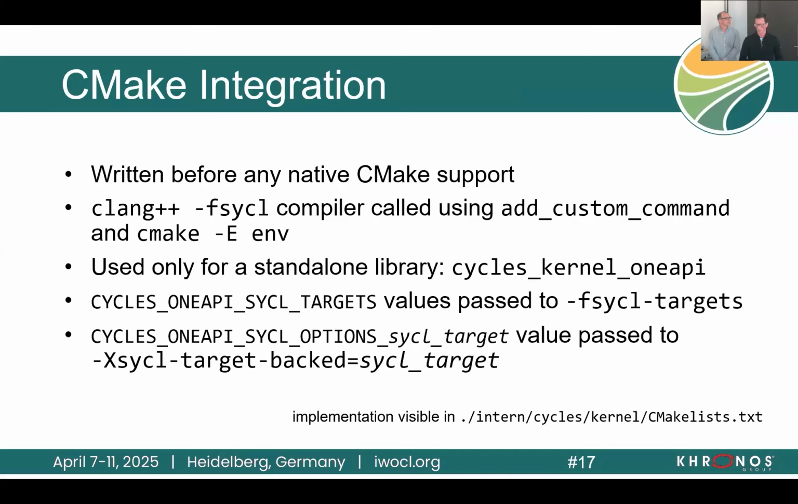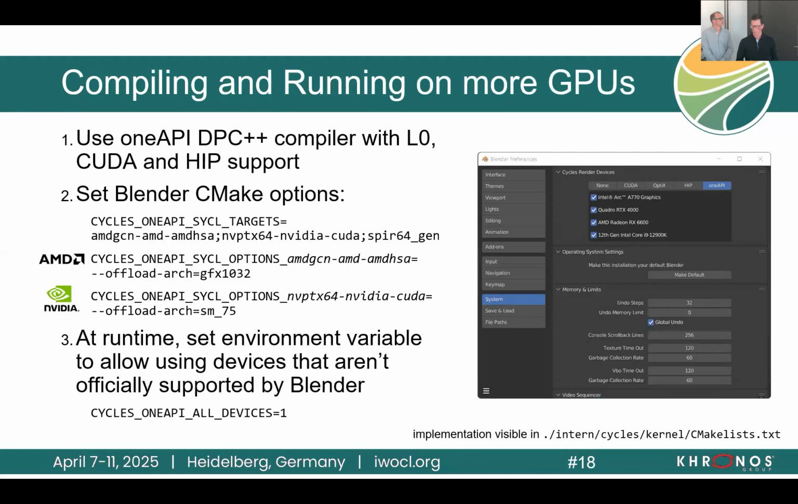Talking about how we integrate: as said, we have the host compiler compiling Blender, and DPC++ compiling just a library providing the kernels. So we call clang++ -fsycl separately through a CMake custom command. We have CMake variables to control which SYCL targets you want and the options for each SYCL target. By default, we compile only for Intel GPUs, but with everything that's out of the box, you can already compile for AMD and NVIDIA.